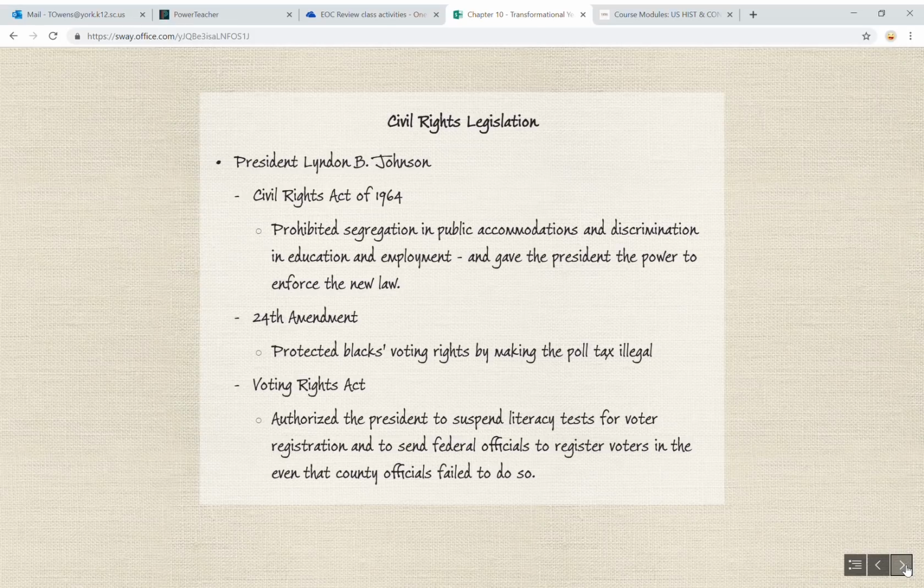Here we see Congress enacting new legislation that's going to ensure the rights of African Americans. Okay, I say African Americans, and this kind of goes across the board, focusing on African Americans. We also have the 24th Amendment during this time. This is going to protect blacks' voting rights by making the poll tax illegal. And also the Voting Rights Act. And this is going to authorize the president to suspend literacy tests for voter registration and to send federal officials to register voters in the event that county officials failed to do so.